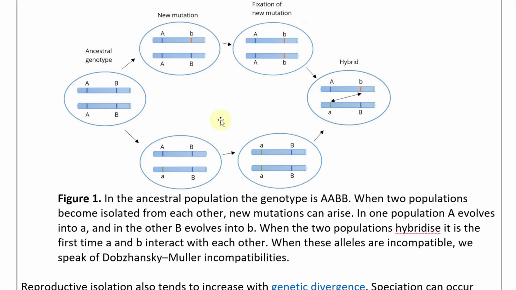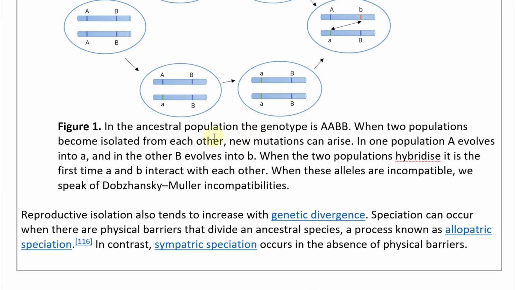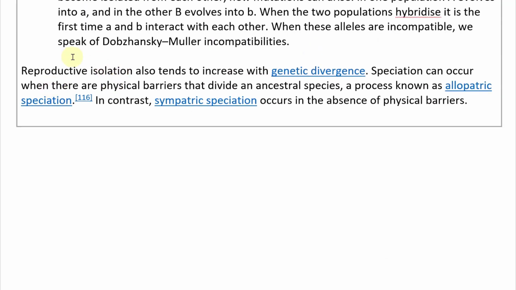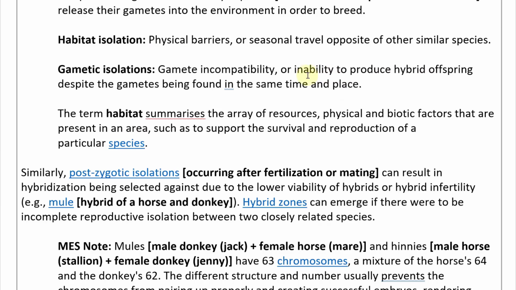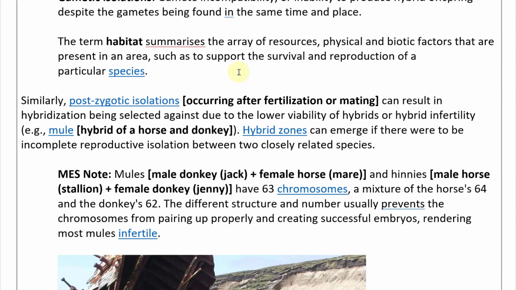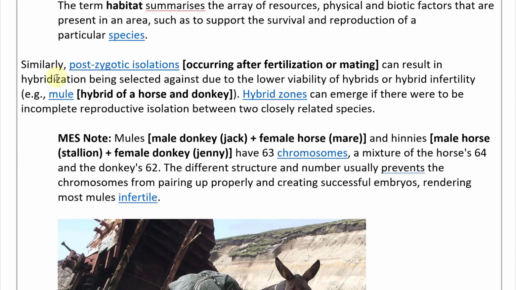When you have gametic isolation, basically the alleles in this case don't match for the specific Dobzhansky-Muller incompatibilities, or you could have other types where the gametes just aren't interacting or are not able to produce the hybrid, etc. It could be from different mutations and so on. Anyways, the term habitat summarizes the array of resources, physical and biotic factors that are present in an area, such as to support the survival and reproduction of a particular species. So basically, the habitat is pretty much everything: you have the resources, and both physical and biotic factors, in other words life forms and organisms, plants, animals, and so on. Okay, going to continue further.